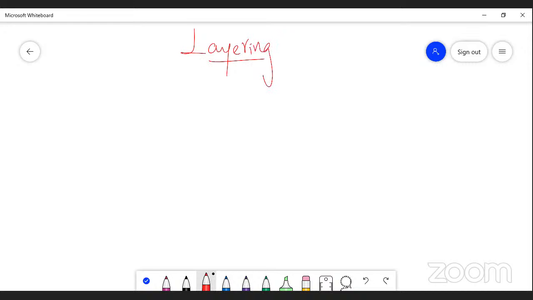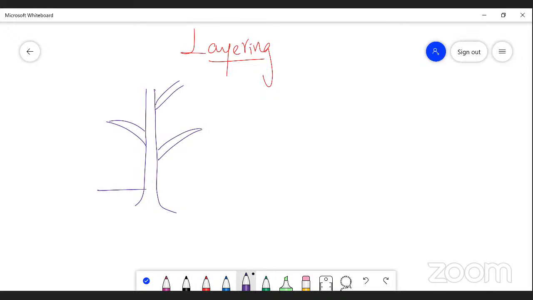My dear students, this is the third type, that is the layering technique. Layering is a technique in which the lower branches of the plant are allowed to touch the soil particles in order to develop a new plant. That is the layering technique, right?